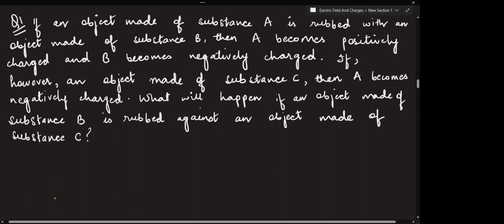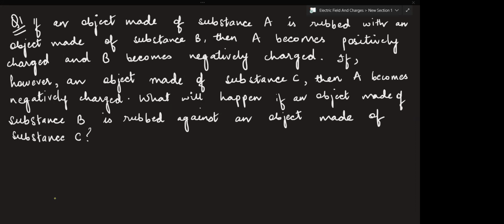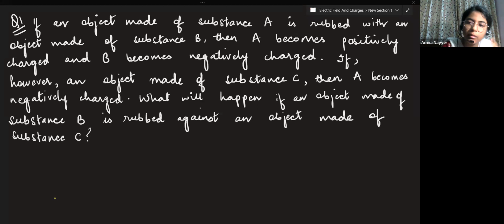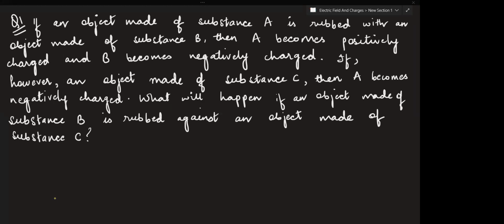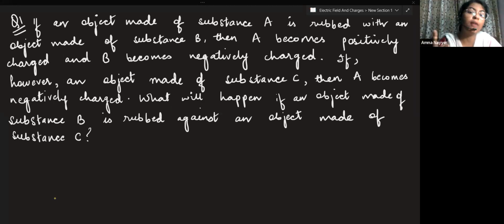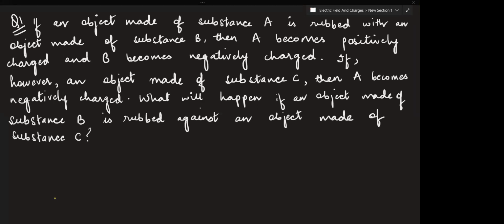Ma'am, in the second case, substance C is rubbed with A. Yes, A and C are rubbed. So first do one thing. Just identify in case of A and B, whatever charges are occurring. You can easily identify which one is losing electrons, which one is gaining electrons. Then check it for A and C. And then you have to compare it for B and C. Then only you'll be able to identify. Yes, ma'am. Just take a minute, then I'll discuss it.